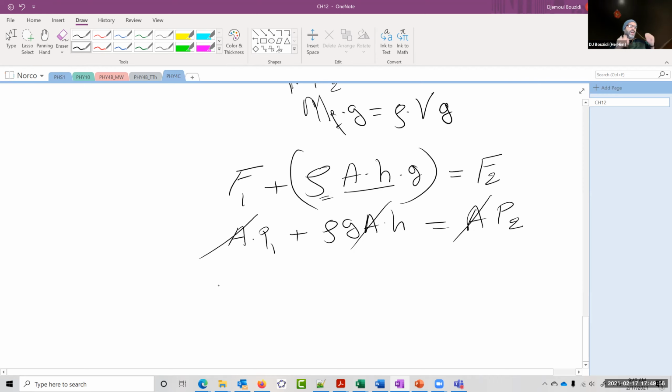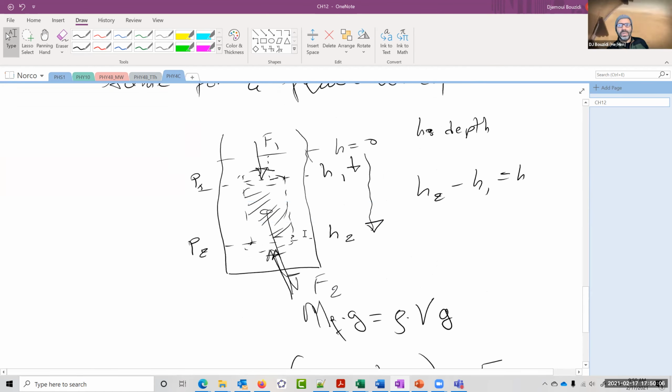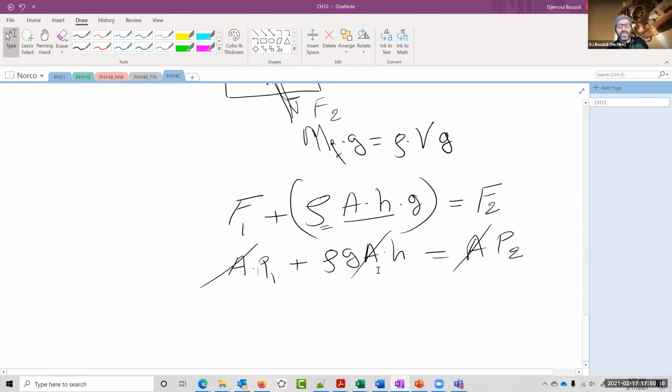Because this whole volume is a made-up volume. This whole cylinder is made up. The only physical thing about this cylinder is its height. Because I considered originally a depth of H2 and a depth of H1, and I wanted to know what in the world is the difference between them. That is a real thing. So the difference between these two depths is real. So H is part of the real problem.